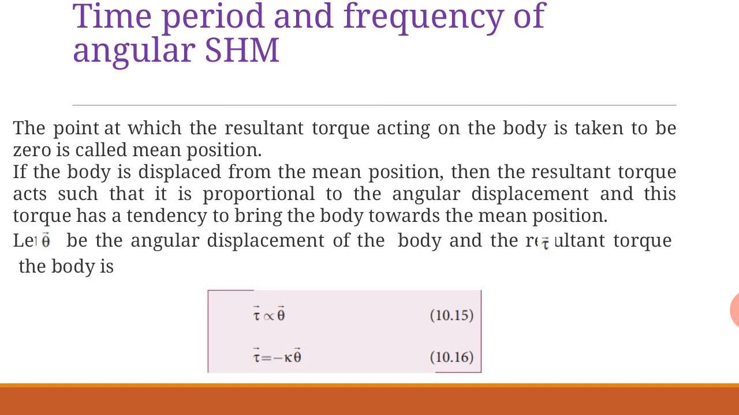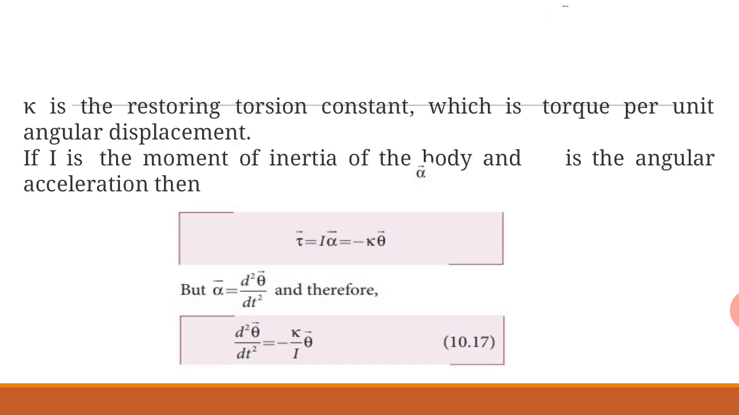Now assume that theta is the angular displacement of that particular disc, and tau is the resultant torque. So tau is torque and theta is angular displacement. Now this tau can be written as tau equals minus k theta, where k is the proportionality constant. The negative sign indicates that the torque and the angular displacement are opposite in direction, and k is the restoring torsion constant.